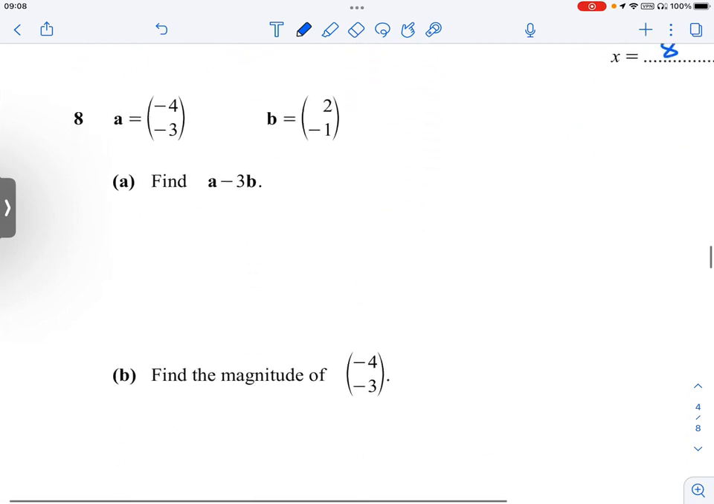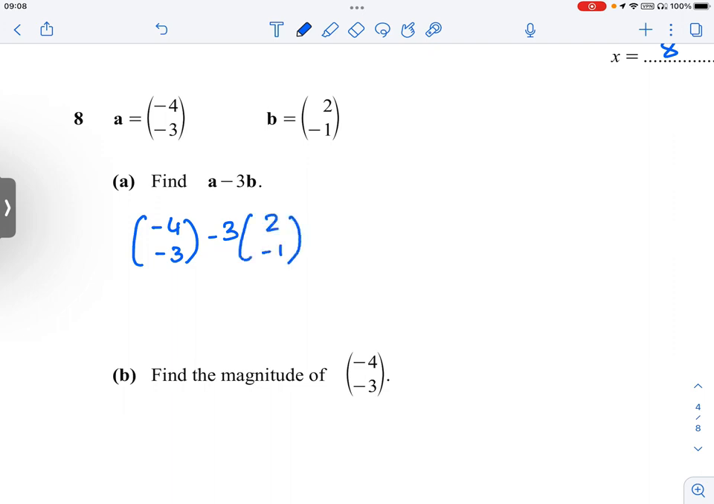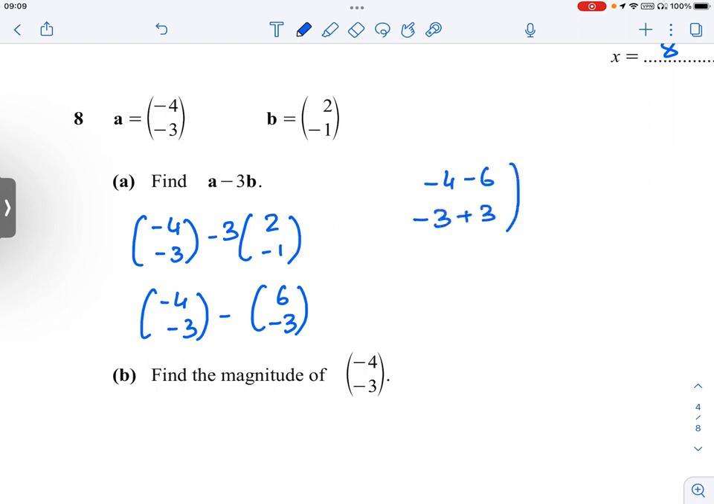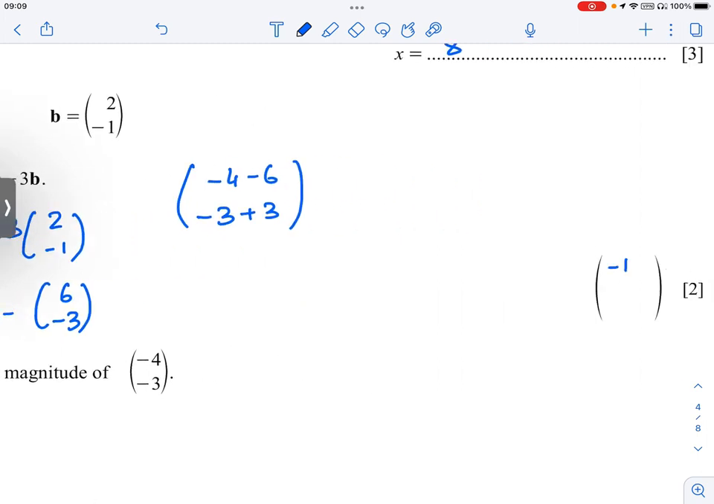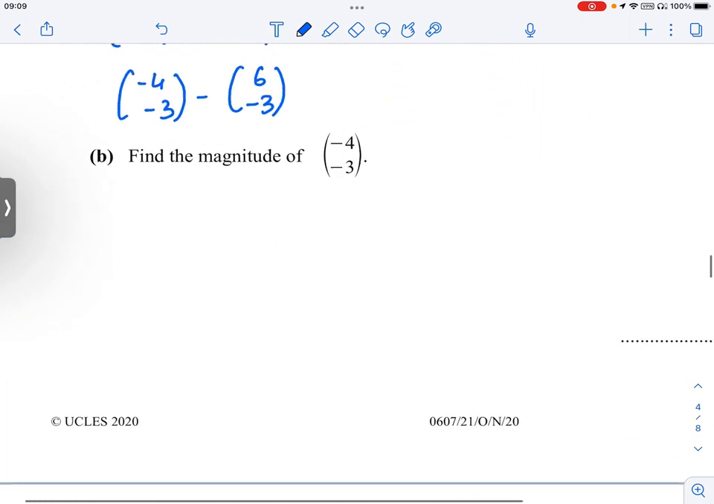Question number 8. Find a minus 3b. A is (negative 4, negative 3), minus 3 times b, which is (2, negative 1). So it becomes (negative 4, negative 3) minus multiplied with 3, (6, negative 3). Then it becomes (negative 4 minus 6, negative 3 minus negative 3, negative of negative is positive 3). So what does that become now? (Negative 10, 0).